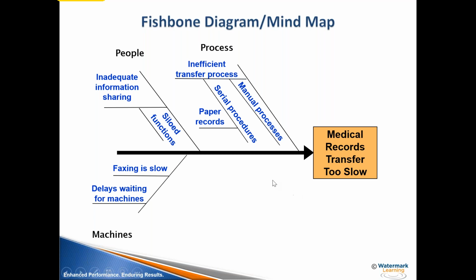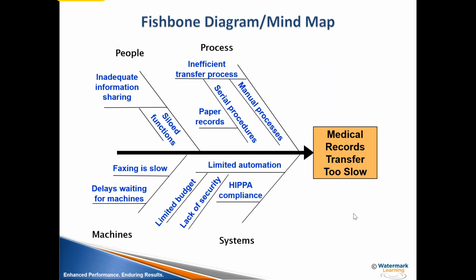So you keep going with this, and you have systems as another category that should be explored, because there's a lot here. We have limited automation in our systems because of limited budget and lack of security. We also have to comply with a healthcare regulation called HIPAA here in the US that possibly slows us down as well. So there are a variety of things here.